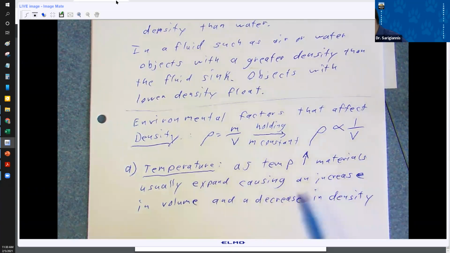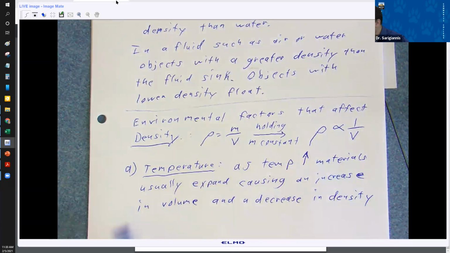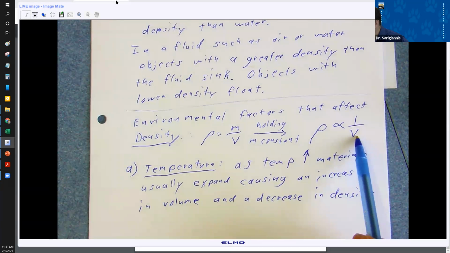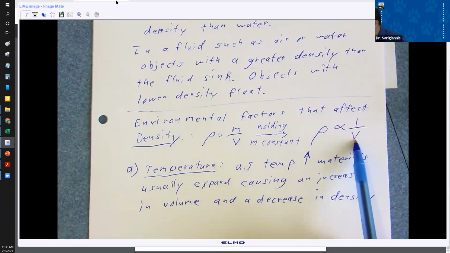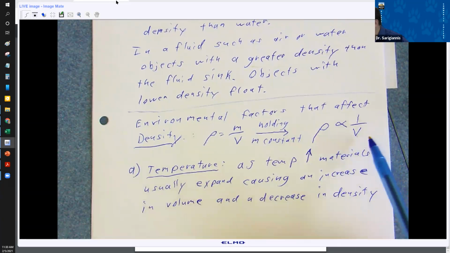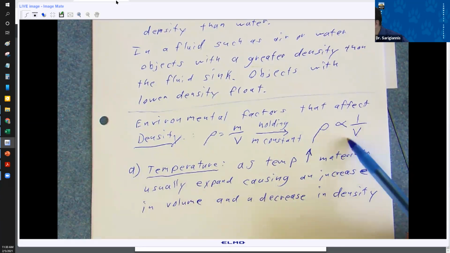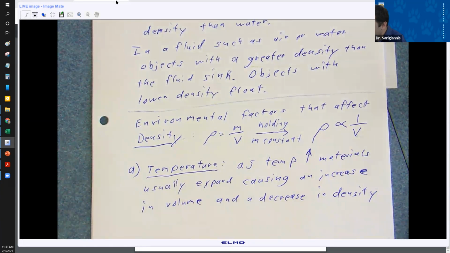And the same thing happens in the other direction. A lot of times objects will shrink as temperature decreases. So if volume decreases, density will increase because now you've got the same amount of mass. So think about the snowball for that situation. As the volume decreases, as you compress that snow together, I think that one's a little more intuitive because you can picture compressing something together.